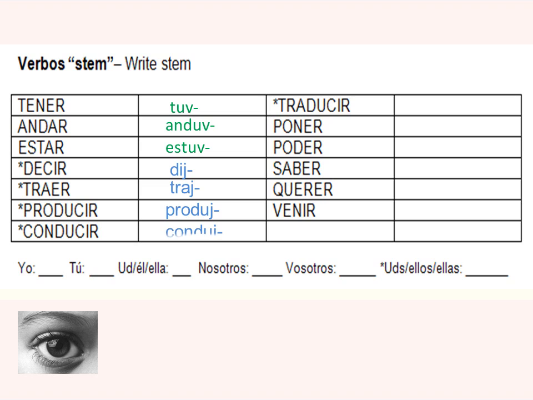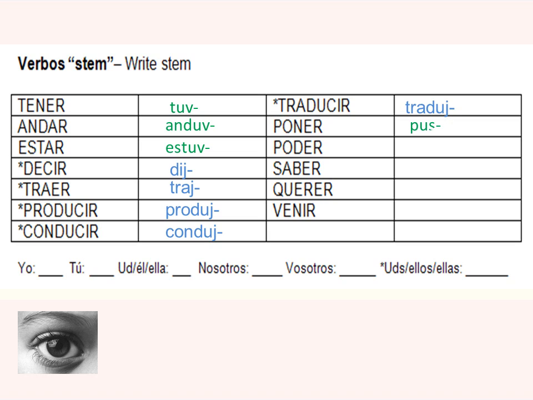Produf, condu, tradu. And notice all of those that are in blue have a star by them. That's going to come into play later when we get to the endings at the bottom. And the one thing they have in common is they all end with a J.